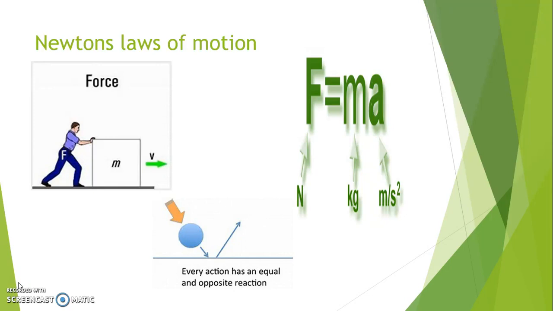The second one is acceleration. The acceleration of a body is proportional to the force causing it, and the acceleration takes place in the direction in which the force acts. So mass tends to have a constant value. Acceleration is found by rearranging the equation F equals ma.